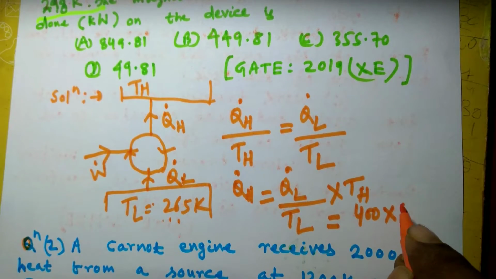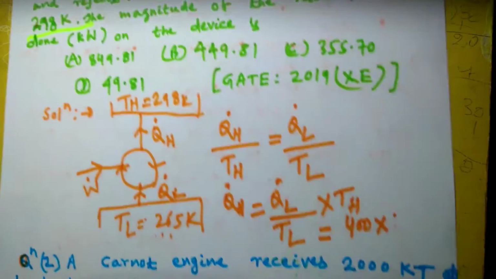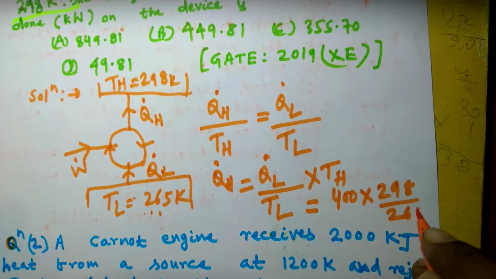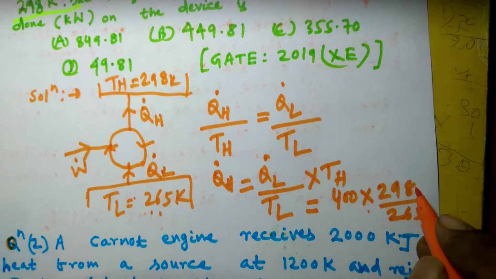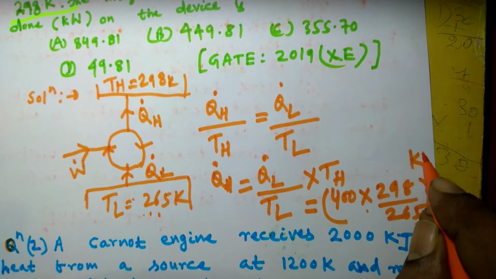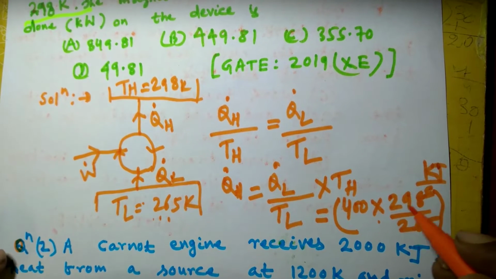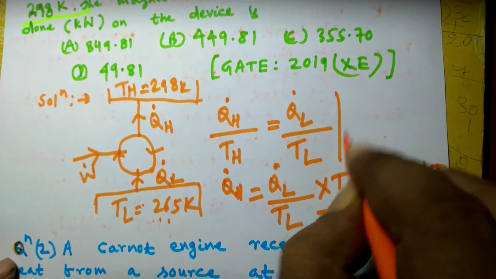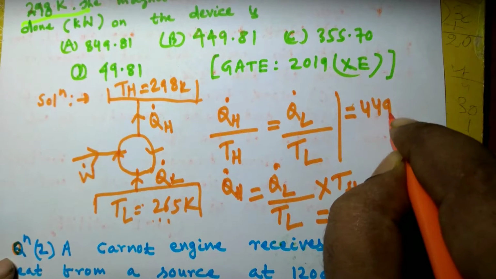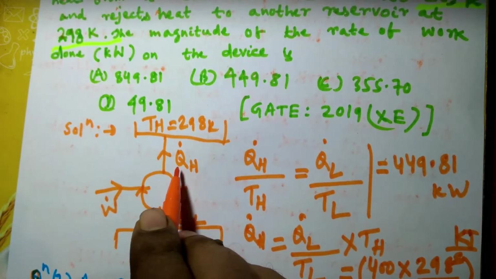TH is 298. So 298 divided by 265. 400 multiplied by 298 by 265, this much of kilojoule per second or kilowatt. So from this Q dot H comes out to be 449.81 kilowatt. This is Q dot H.